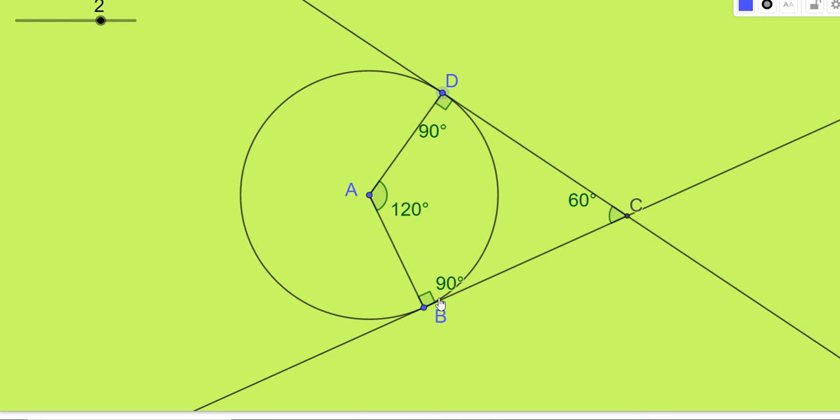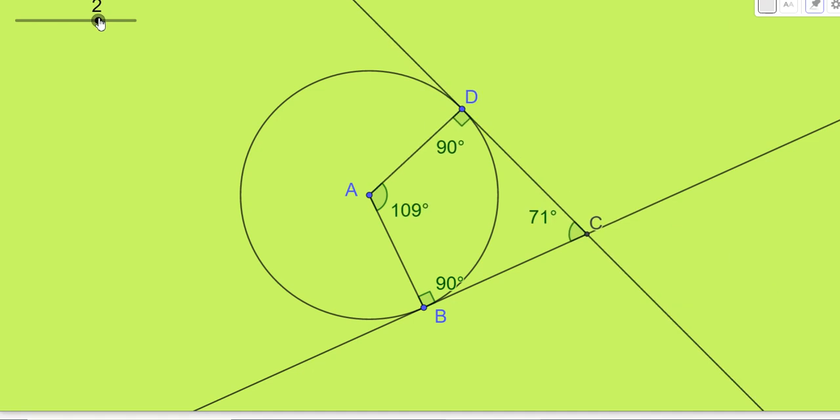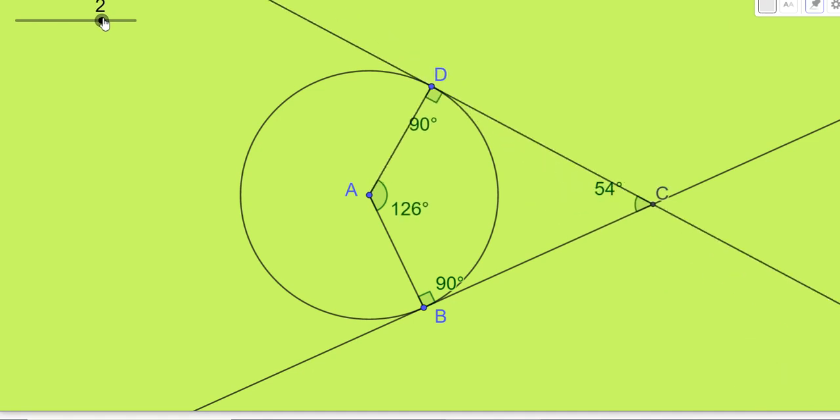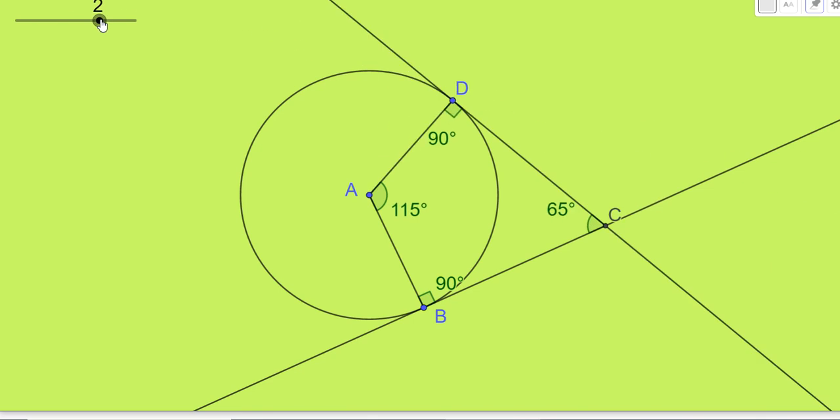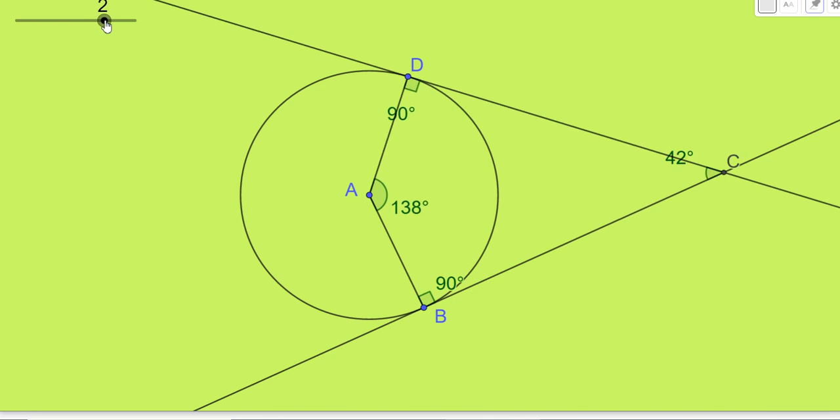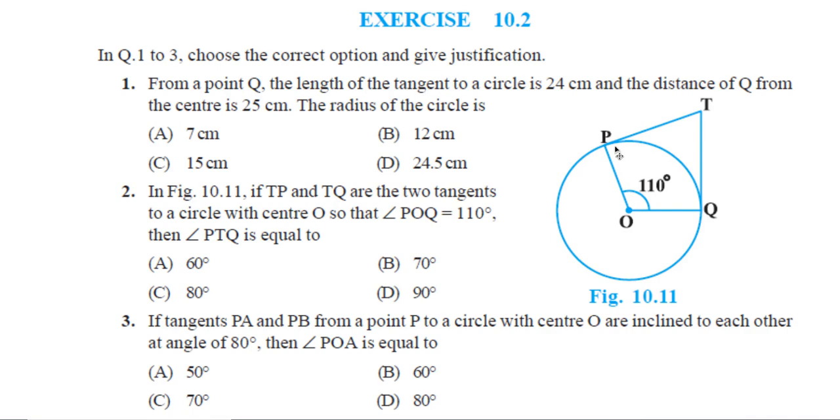Now the sum of the other two angles must be 180 degrees because in a quadrilateral the total angle is equal to 360 degrees. So two angles, 90 plus 90, is 180 degrees, so the other two angles must be 180 degrees. Here angle P and angle Q are 90 degrees. Angle O is equal to 110 degrees. So angle T should be 180 minus 110, that is 70.